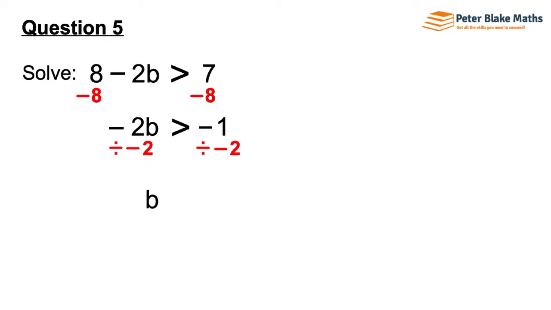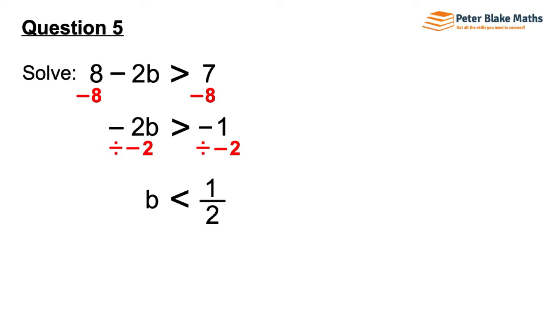And we'll notice something special happens next. The inequality sign changes direction because look at what we did there. We divided by a negative value, and we said that if we're multiplying or dividing by a negative value, the inequality sign changes direction. On the right hand side we have a minus 1 divided by a minus 2.